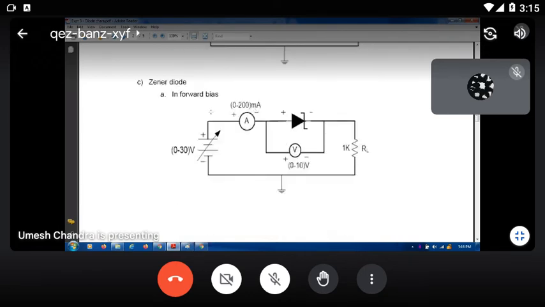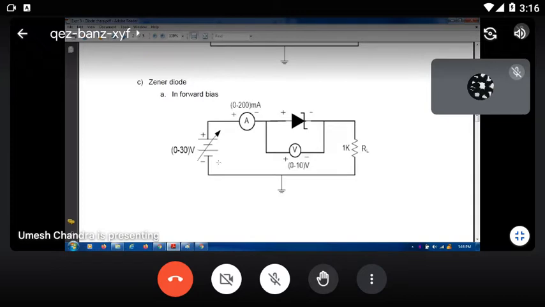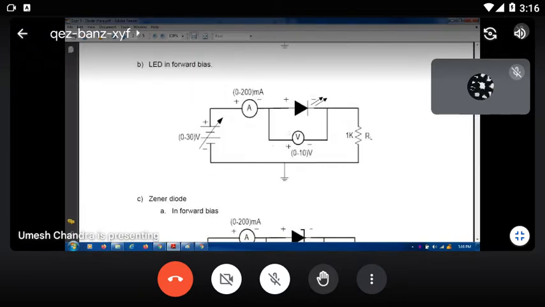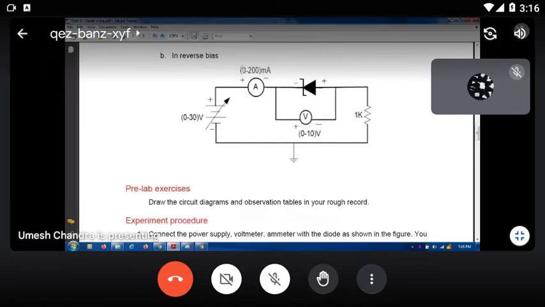And the third one is your Zener diode. In the Zener case, you design both forward bias and reverse bias. After completing your LED, you remove the LED and fix the Zener. And last is the reverse bias.